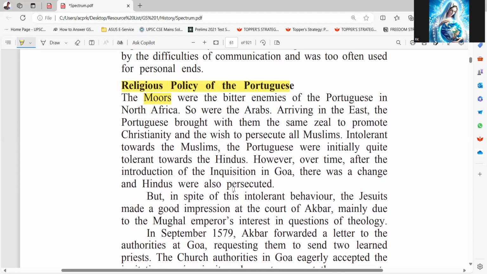Religious policy of the Portuguese. The Moors were the bitter enemies of the Portuguese in North Africa.